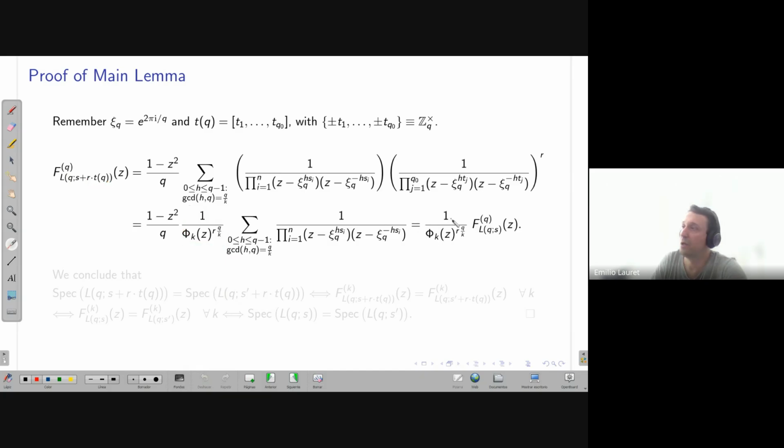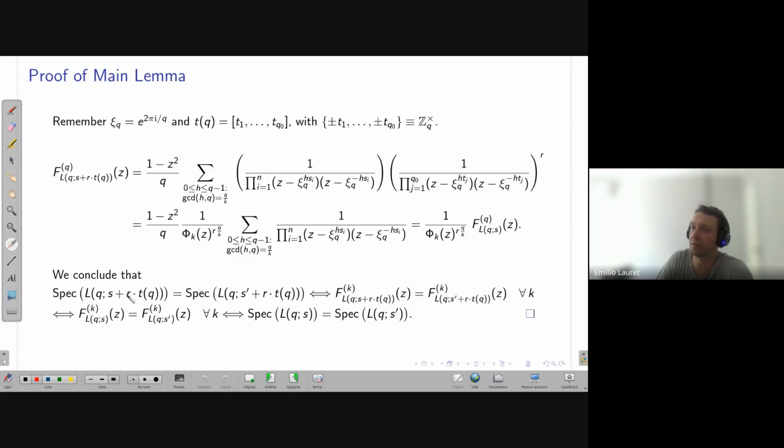And well, what you get is the generating function associated again. Should be K. And you get this. So if you have two isospectral lens spaces with parameters S and S prime, these will be equal if and only if these two will be equal. And this is exactly what it says here.